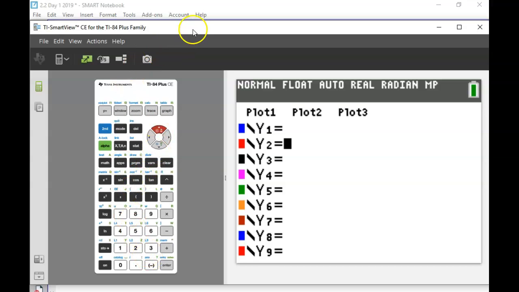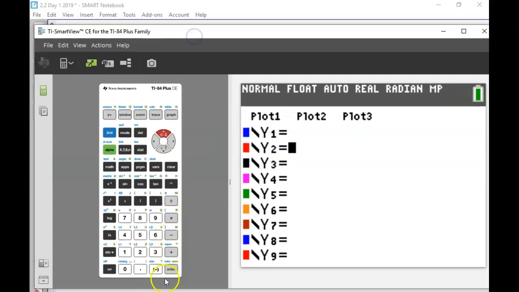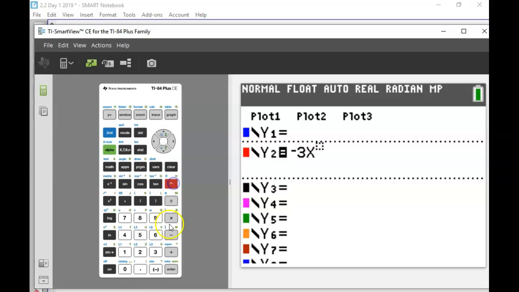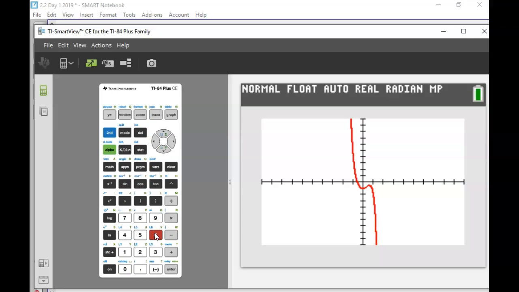What was this one, guys? Negative 3x to the 5th. I'm sorry, then what? Plus 2x squared minus 1. Thank you. If I do a zoom 6, I get this.